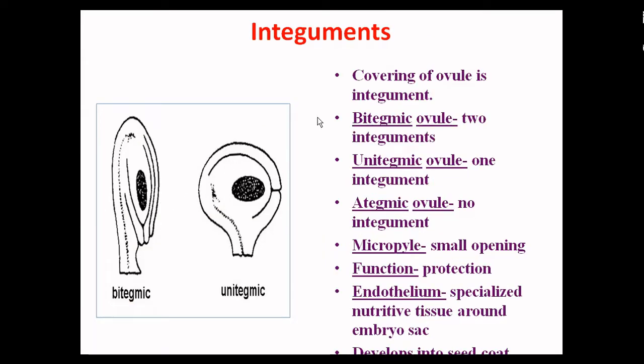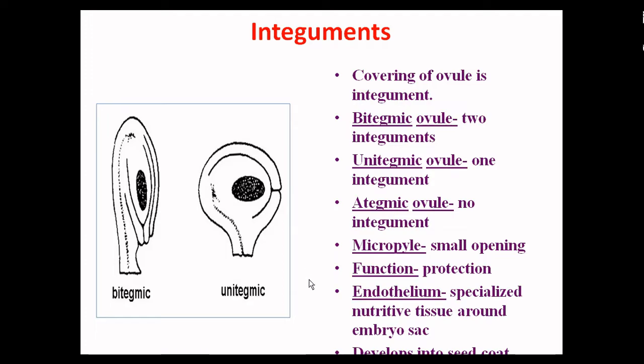The first structural component of the ovule is the integuments. Integuments are a covering of the ovule. Depending on the number of integuments that cover the ovule, it can be of three types: bitegmic ovule, unitegmic ovule and ategmic ovule. In a bitegmic ovule, two integuments cover the ovule, and this can be seen in members of polypetalae and monocots. In a unitegmic ovule, only one integument surrounds the ovule, and it can be seen in the members of sympetalae and compositae.